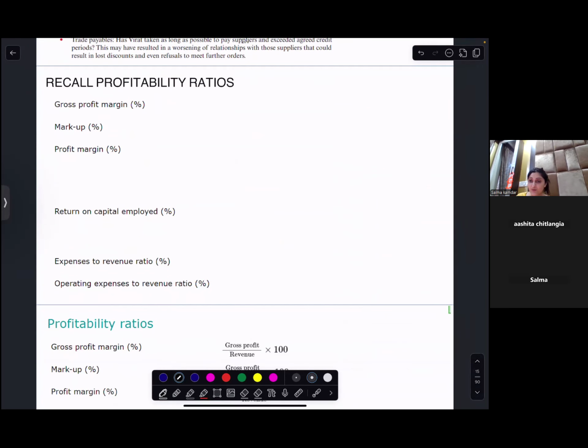Let's recall your profitability ratios. So, the gross profit margin is gross profit upon revenue into 100. Then there is markup, which is gross profit upon cost of sales into 100. Can you tell me what this helps you to do? It helps to find the gross profit.